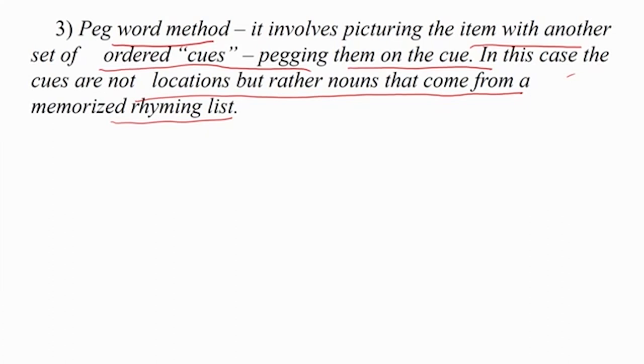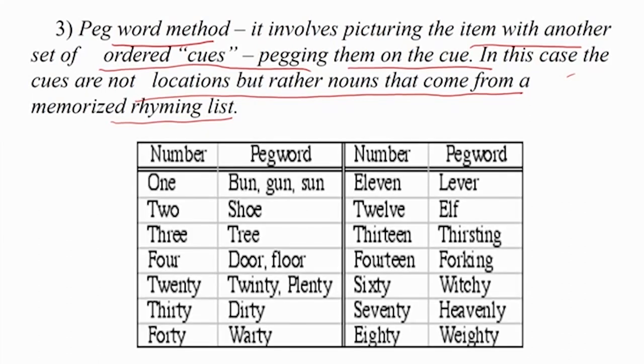In this case, we do not use locations; rather we use a number of concrete nouns which come from a memorized list, those lists that we learn when we are very small in class, nursery and all. So, those lists are there, and we can go ahead and tag or peg a new word onto those lists and we can remember. A good example is here. All of you know this list: 1, 2, 3, 4, 5, 6, 7, 8.